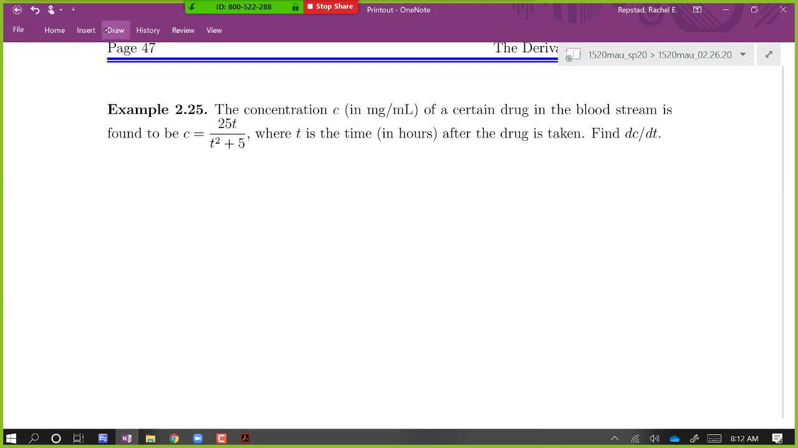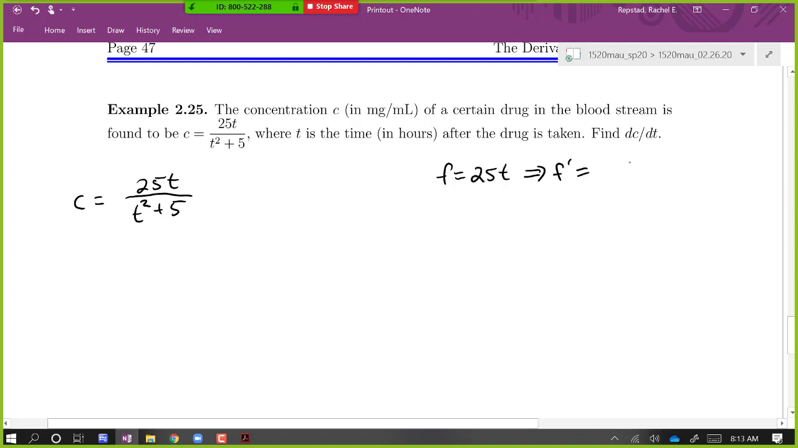So our function is 25t over t squared plus 5. We have to use the quotient rule. I've got t's in both the top and the bottom. So our top function, f, is always on top: 25t. What is f prime? 25. Our g function on the bottom is t squared plus 5. What is g prime? And now we're going to set up the quotient rule.